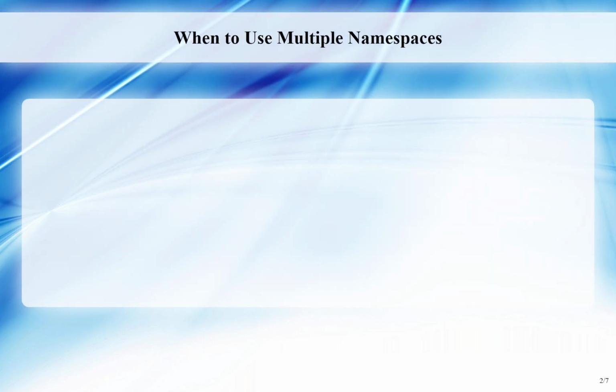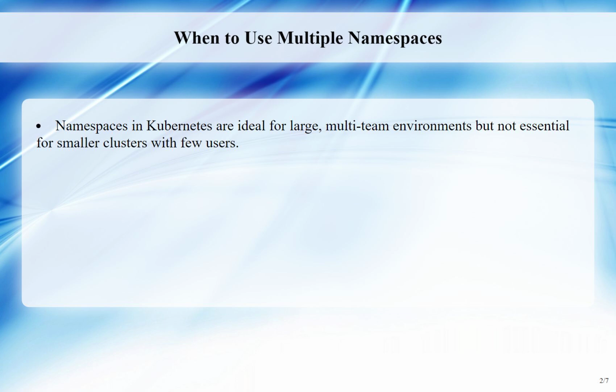When to use multiple namespaces. Namespaces in Kubernetes are designed for environments with many users across multiple teams or projects. For smaller clusters with few users, namespaces may not be necessary. Namespaces provide a scope for names, ensuring resource names are unique within a namespace, but not across namespaces.